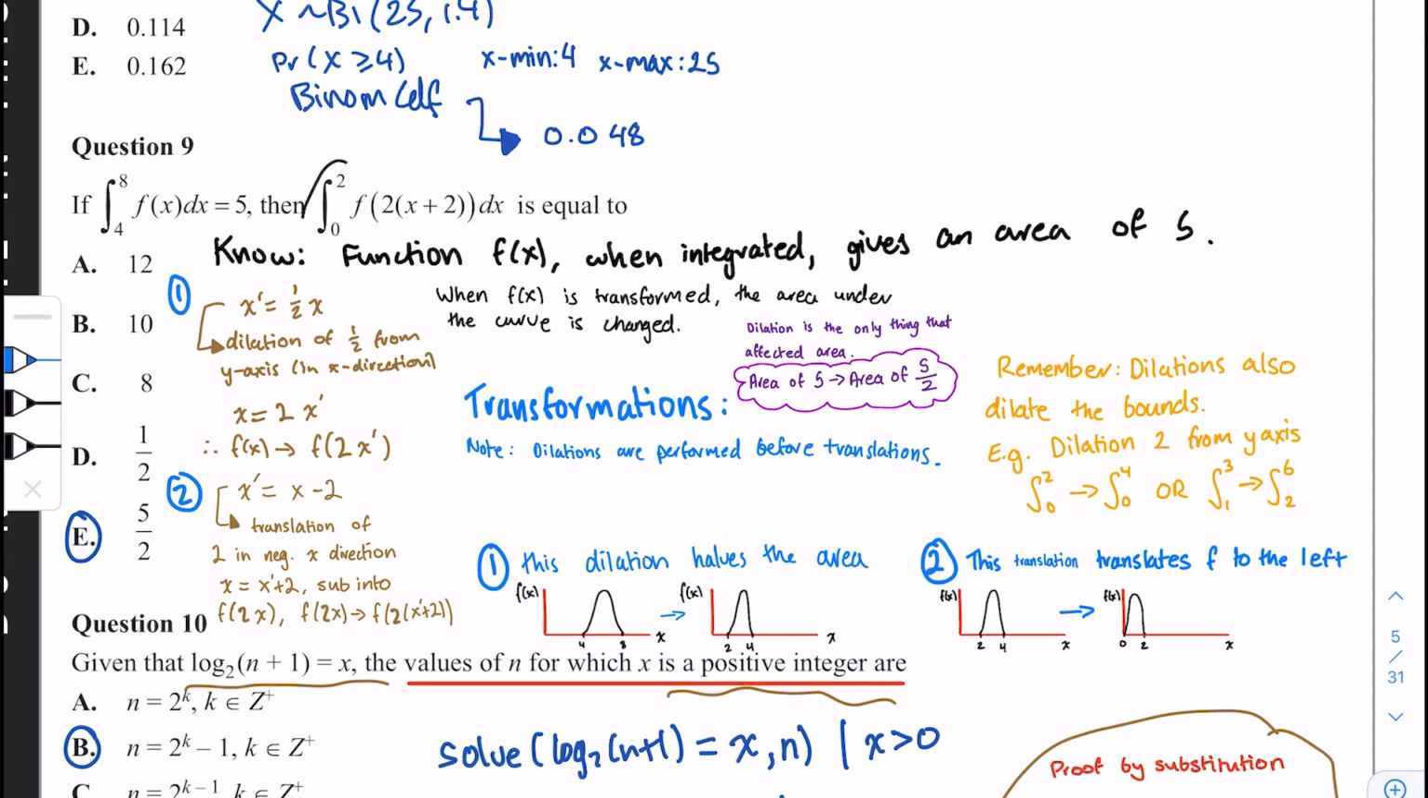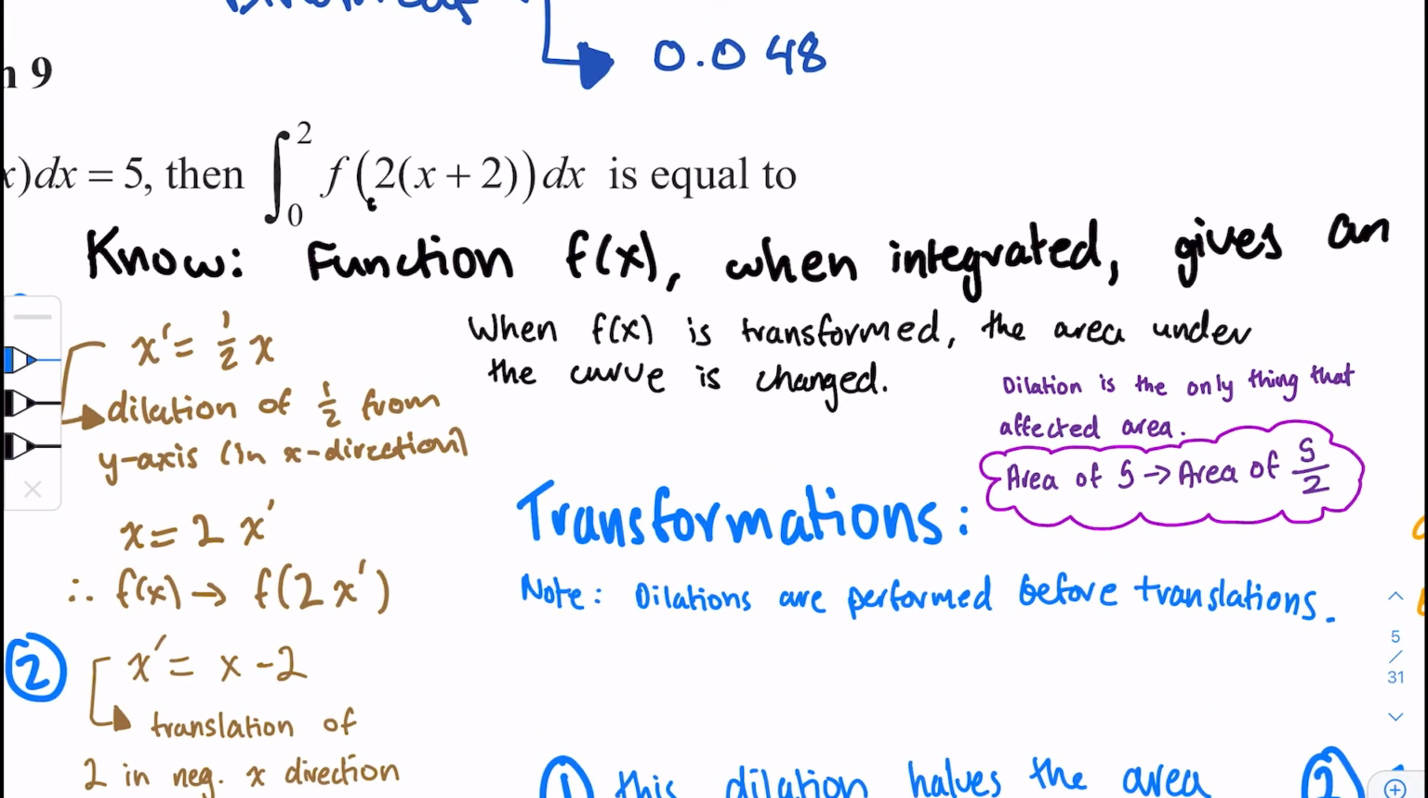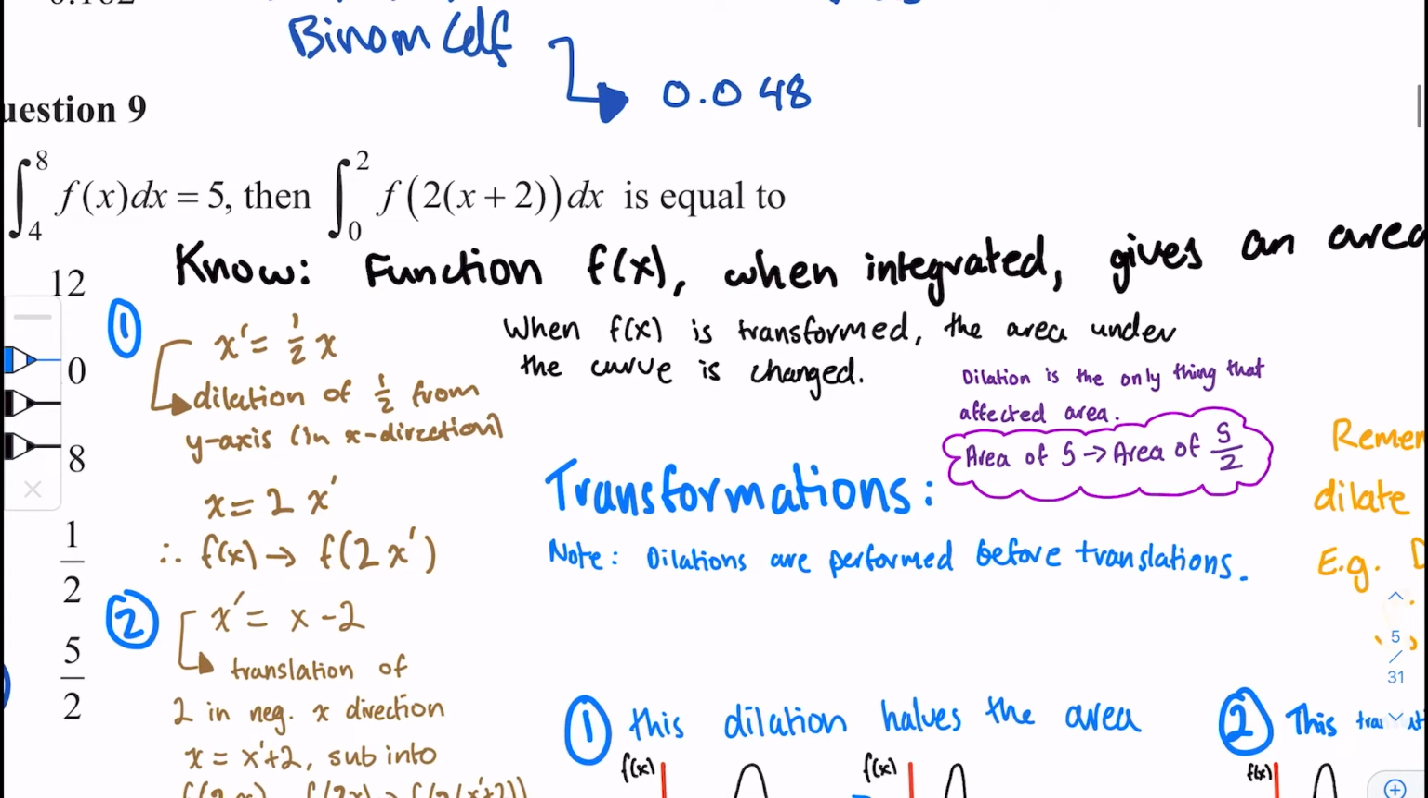In this new interval, which has happened because it's being transformed, it's the same graph but a new interval. We have two transformations happening to it, this transformation and this transformation. You should know that this is a translation of 2 in the negative x direction, and this is a dilation of half from the y-axis, so a dilation of half horizontally.